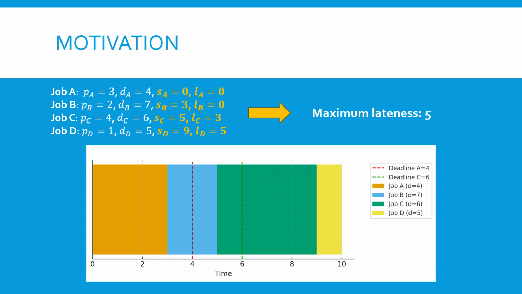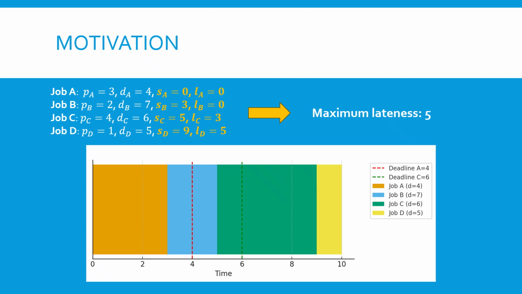Next, we start job B at time 3. Because PB equals 2, job B finishes at time 5. Its deadline is DB equals 7. So its lateness is also 0. We then start job C at time 5, and it finishes at time 9. Because job C's deadline is DC equals 6, its lateness is 3.